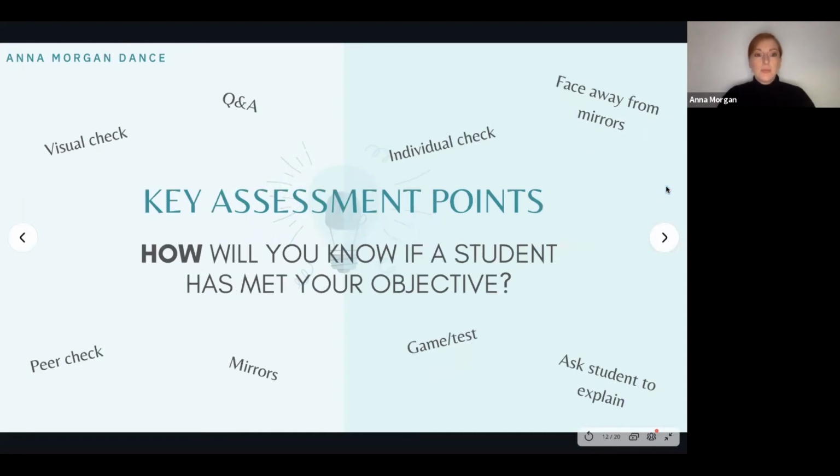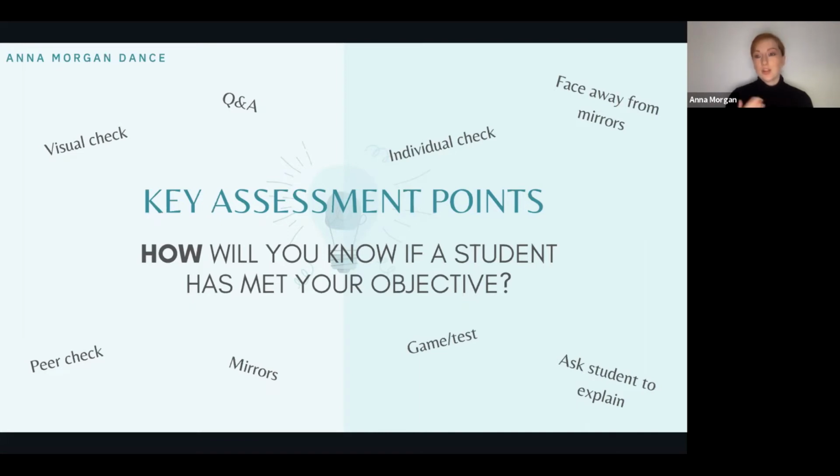Now this is one of the more difficult sections in your plan, key assessment points, and new teachers find this really difficult. This is all about basically how will you know if a student has met your objective? Because it's all very well saying, right, I want them to be able to understand, like I said, what an accented eighth note is. Well, how do you know that they've understood that? You need to have a way of assessing, and sometimes that is very obvious.